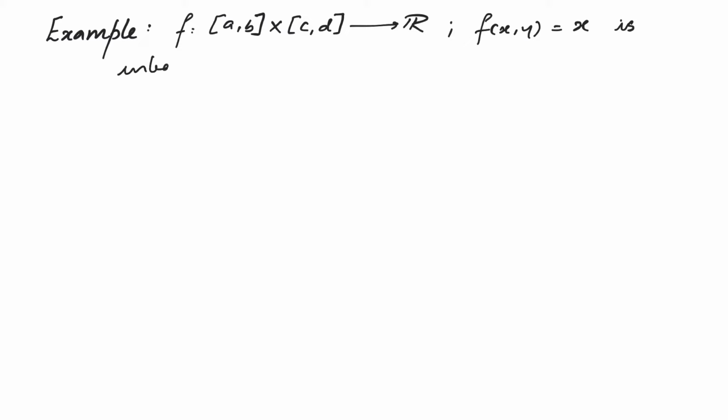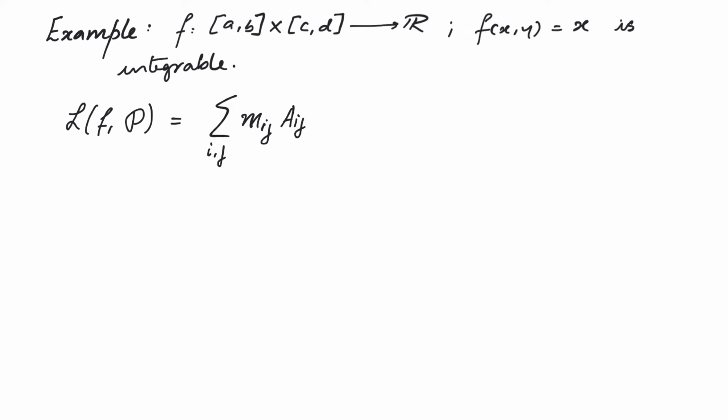Let us now show the integrability of a simple function using this result. Let f be the function from [a,b] cross [c,d] to R defined as f(x,y) equals x. We will show that this function is integrable. First, let us see what L(f,P) is. Notice that L(f,P) is equal to the summation of M_ij A_ij. But M_ij in the rectangle [x_i, x_(i+1)] cross [y_j, y_(j+1)] will be equal to x_i. And A_ij is equal to (x_(i+1) minus x_i) into (y_(j+1) minus y_j).